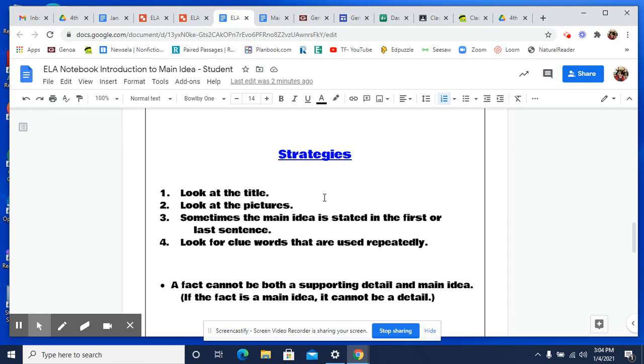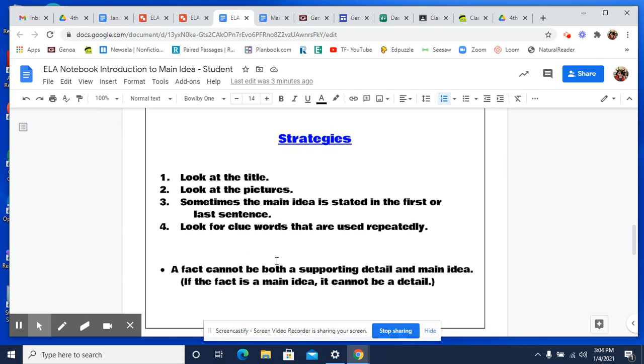Okay. Then when you're trying to find the main idea, look at that first sentence. Sometimes the main idea is stated in the first or the last sentence. A lot of times they use it as a conclusion. If you listen to the Brain Pop video, they talked about that. Many times the main idea is stated in that first or last sentence. Not always, so you can't just automatically do that because you'll be wrong sometimes. But I would look there first. And then look for clue words that are used repeatedly. That will also help you find the main idea and topic, okay?